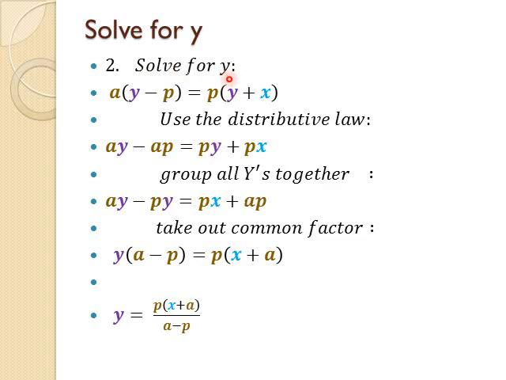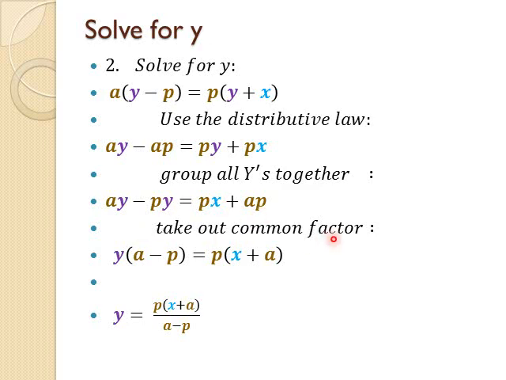Solve for y. So given ay minus p equals py plus x. So using the distributive law, a times y gives me ay, a times negative p gives me negative ap. p times y would give me py, p times x gives me px. Right, I need to solve for y, so I'm going to group all my y's together. So I take that across, ay minus py equals px plus ap.